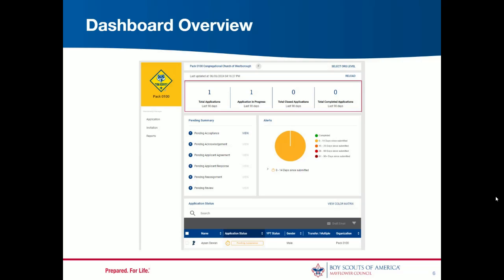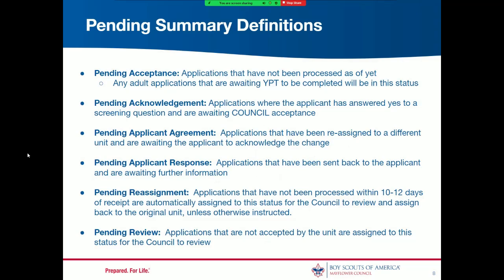It's going to be very rare for you to see a closed application, but from time to time, those do happen. The other status bar that's really important to show you is what's highlighted in red right here, and that is your pending summary, so that you can have an idea of if there are any special circumstances regarding that application. Most of your applications are going to be pending acceptance, but I do want to go over the other definitions so that you have a clear understanding of what they are. So pending acceptance are applications that have not been processed as of yet. And that will also include any adult application that is awaiting YPT to be completed. Those will be there as well.